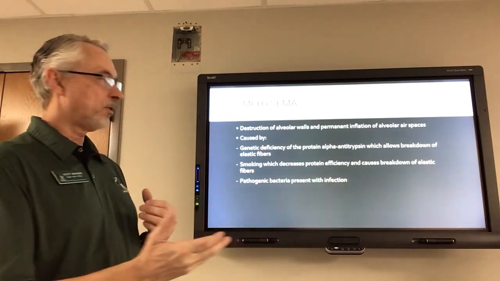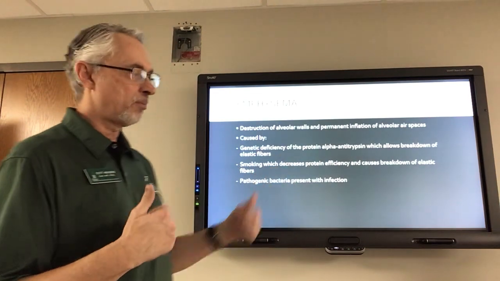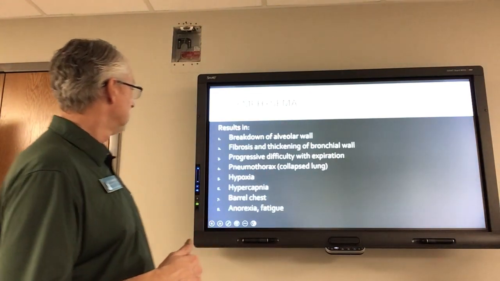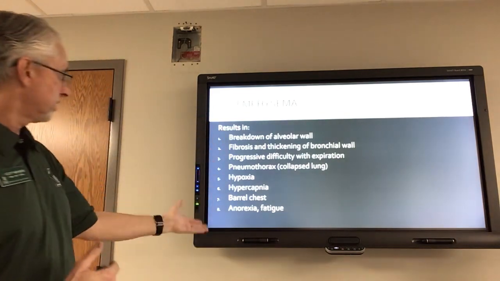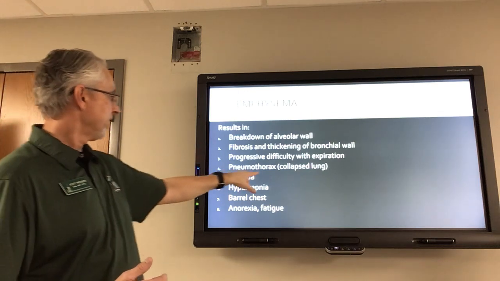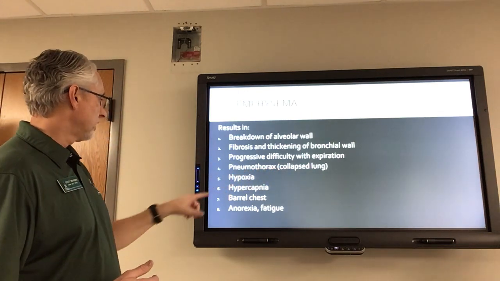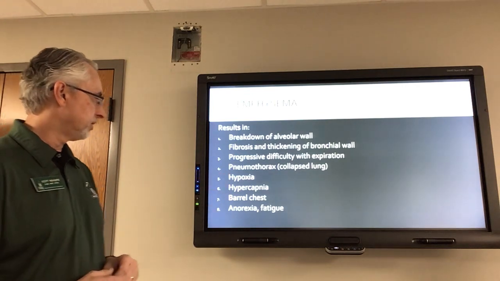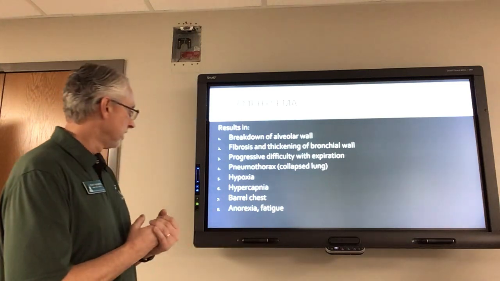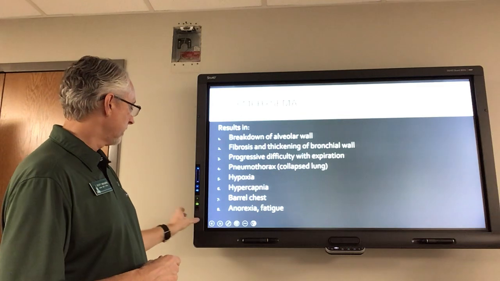Now we have vaping, of course. Vaping thrashes your lungs with various chemicals, and that's in the PowerPoint here in a little bit. You see these things, results in a breakdown of the alveolar wall. You might see people with a pneumothorax, which is a collapsed lung. Hypoxia is too little oxygen. We don't want that. Too little oxygen in the brain, right? Barrel chest, anorexia, fatigue. Okay.